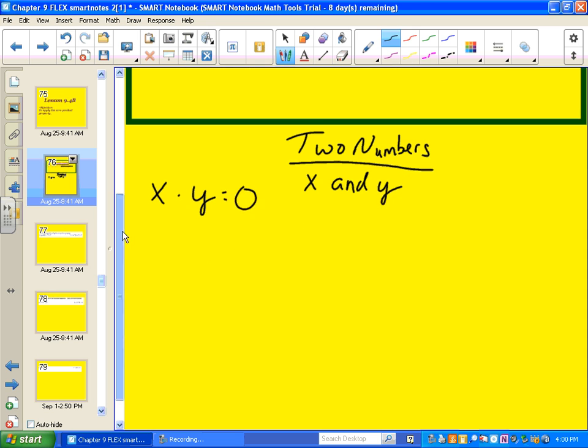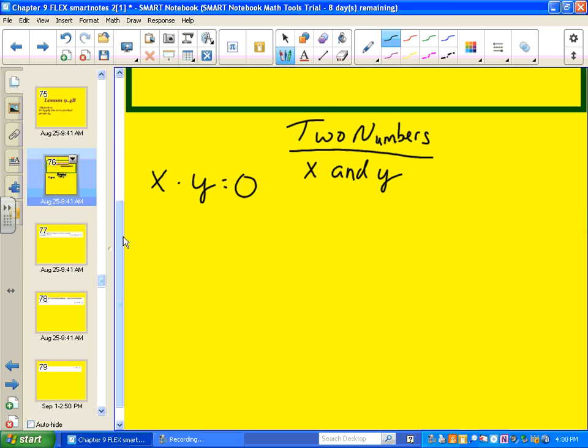So what this is saying is x could be any number. Remember, we chose two numbers. X could be any number, and when we multiply it by y, we're getting 0. So x is any number, 1 to a million. It doesn't matter what number it is. But when we multiply it by y, we're getting 0. So any number times what is 0? That means y has to be 0. Because if x is any number, and we multiply it by y to get 0, that means y has to be 0. So in this scenario, y is 0.